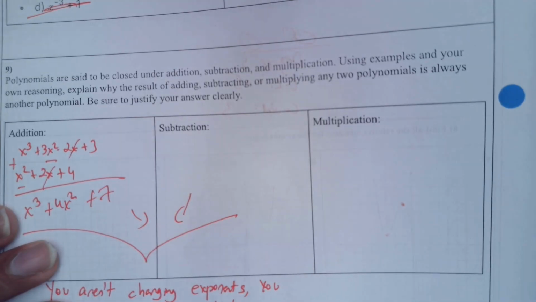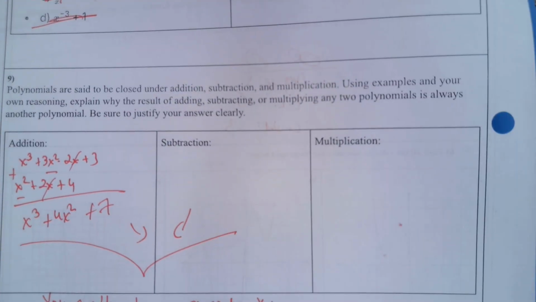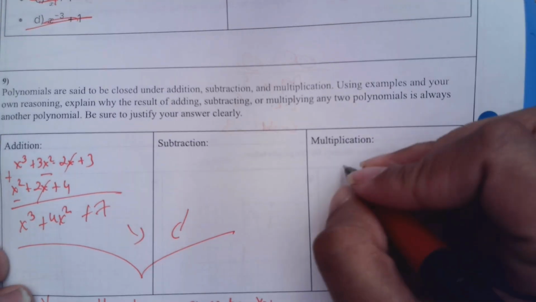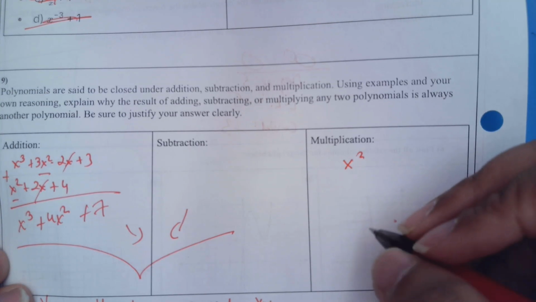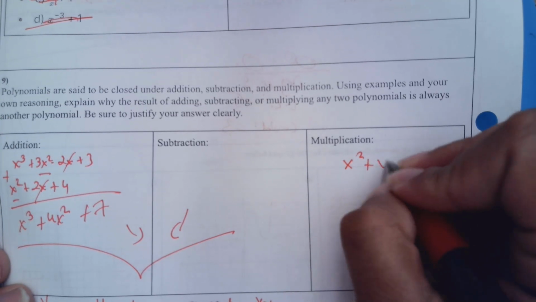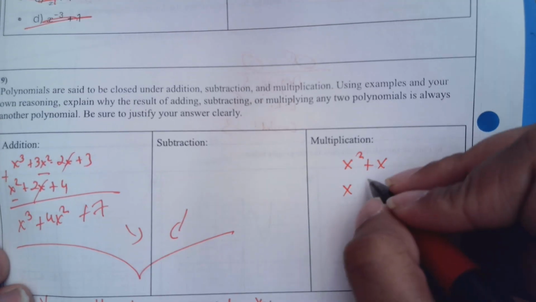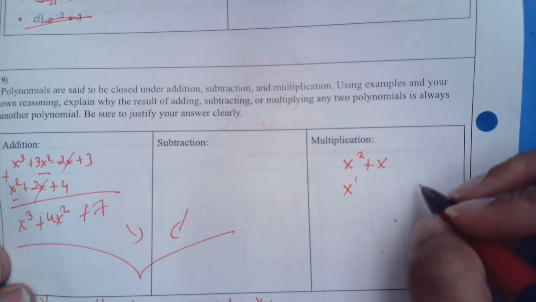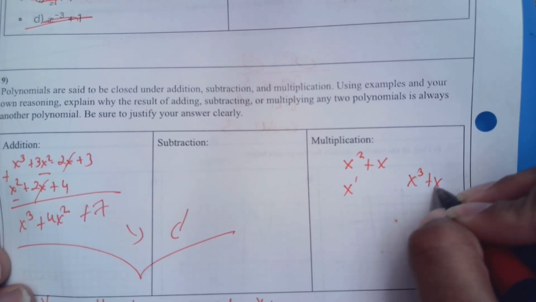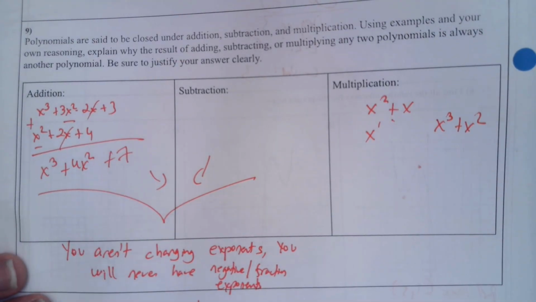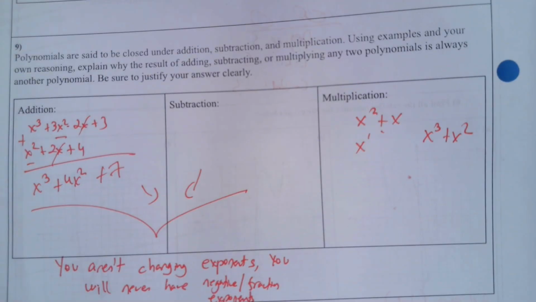Multiplication is a different story. Because if you multiply, you're changing exponents, that's what I'm saying. For example, if you are given x squared plus x, let's say that, and you're multiplying that with another polynomial, x to the power of 1, you're changing it because when you multiply them together, you get x cubed plus x squared. You're changing the exponent, but here's a question.